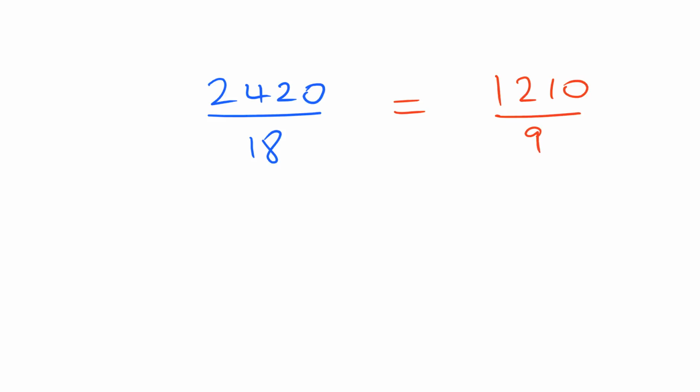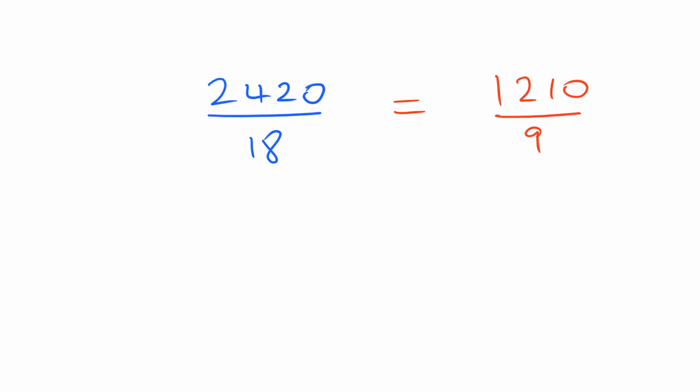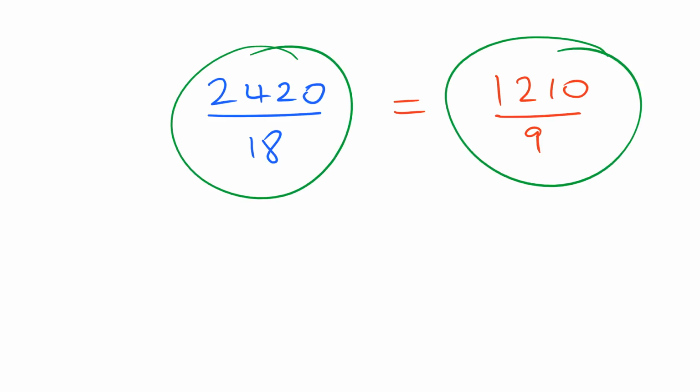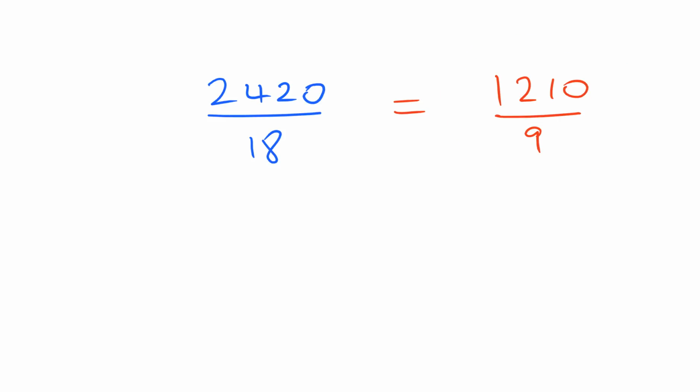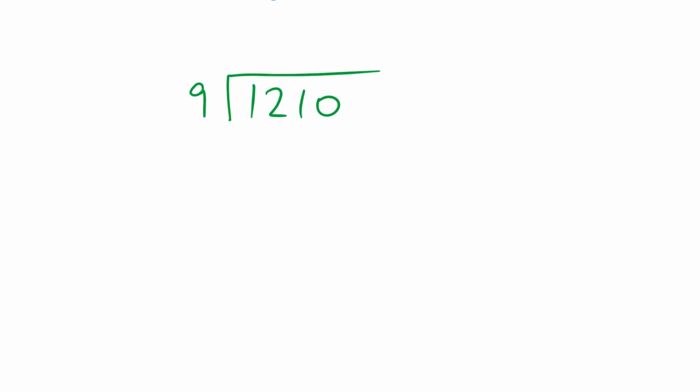Okay. Now remember, this is an important bit. These are equivalent fractions. Therefore, they have the same value. Therefore, they are the same question. You know, the answer to this question is the same as the answer to this question, because it will have the same value. So we've changed the question, and we've actually made it a little bit easier, because what we've now got to do is 1,210 divided by 9. That just becomes an easier question because we're dividing by 9 instead of dividing by 18, aren't we?